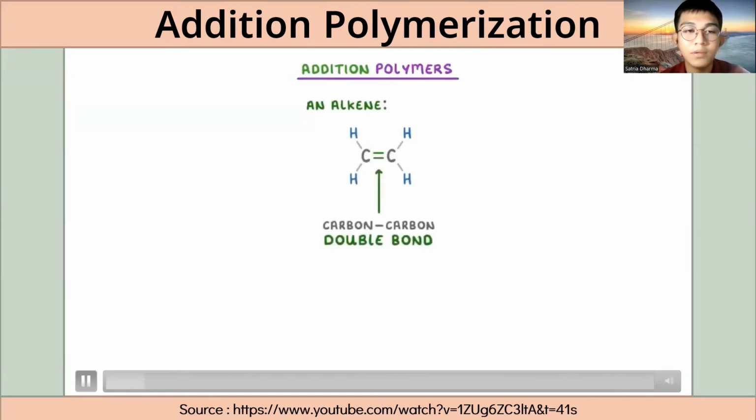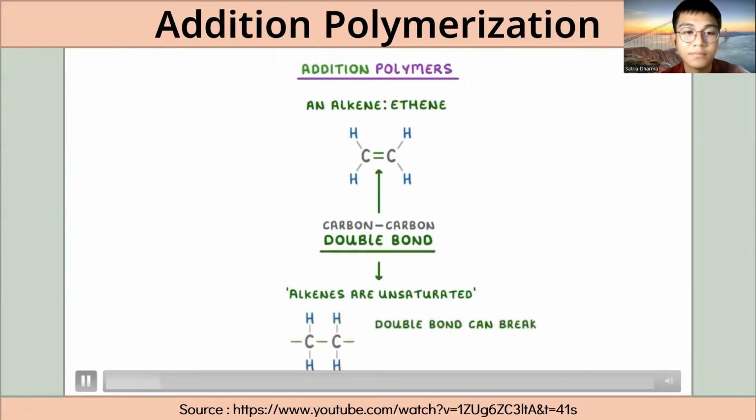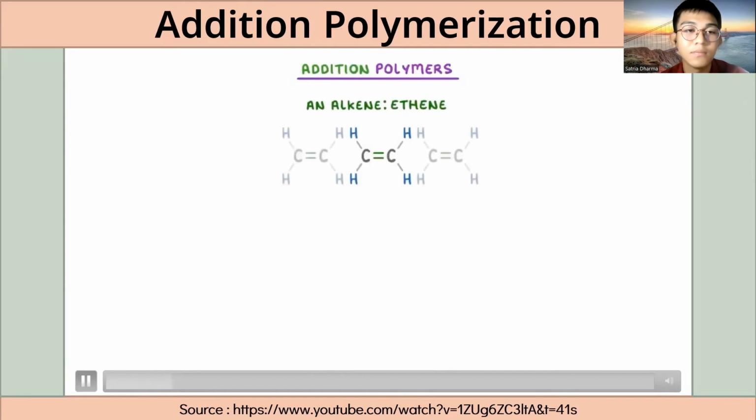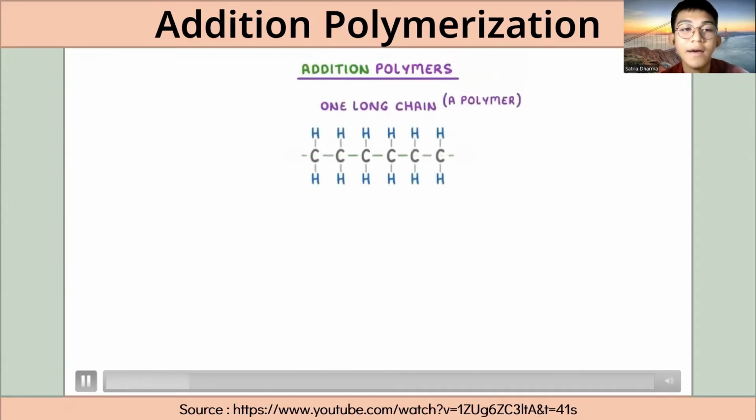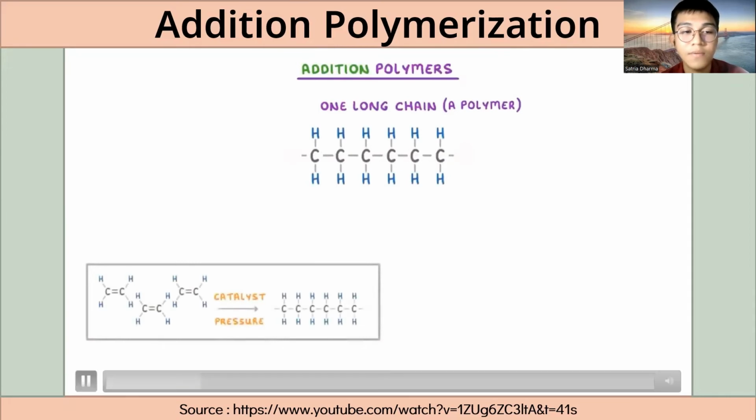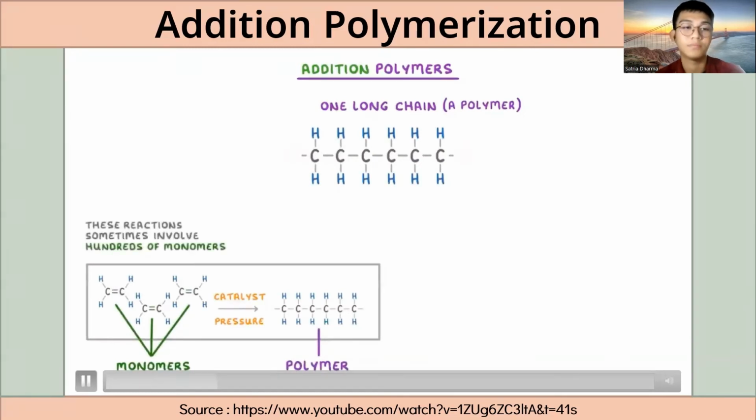This is the carbon-carbon double bond in an alkene. The double bond means alkenes are unsaturated. A double bond can break into a single bond, which allows the carbons to form new bonds. If we have three ethene molecules, we open them up so they can reach each other, and we have one long chain as a polymer. This is the reaction of that. We have monomers on the left and a long chain polymer on the right. This reaction sometimes involves hundreds of monomers.